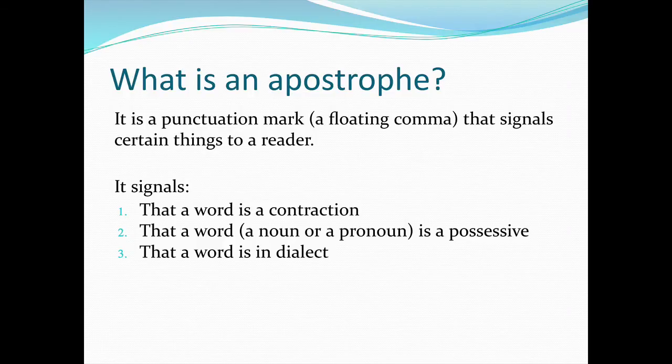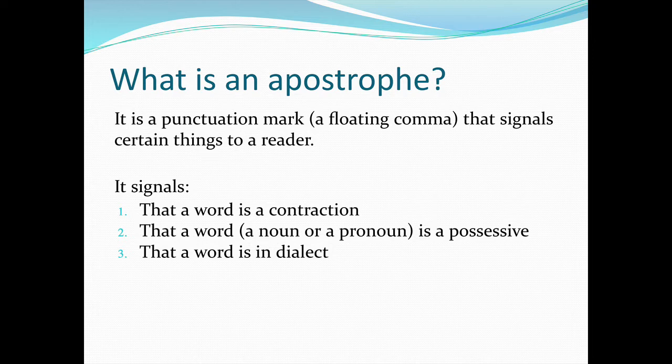So what is an apostrophe? Well, it's a punctuation mark. It's that little floating comma that signals certain things to any reader. Specifically, it signals that a word is a contraction, or that a word, specifically a noun or a pronoun, is a possessive, meaning that that word has ownership over another word, or it signals that a word is in dialect.